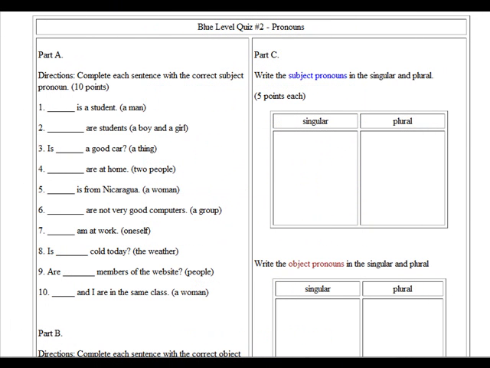This is quiz level number 2 on pronouns. Now, we have just studied the pronouns, and I'm going to quickly let you see this, and my suggestion is to write down the numbers and then fill in the blanks with the correct answers that they're asking for.